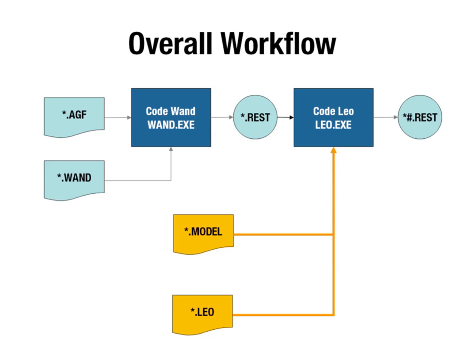The beginning of our procedure starts with a .agf file defining the airfoil geometry and a .wand file instructing code wand how to mesh the geometry. The result of these two is a .restart file, which will be passed to code Leo for the simulation. To incorporate the engine model, we will need to create .model files that specify the various types of simulations we'll be adding, and a .leo file to instruct code Leo to incorporate these .model files.